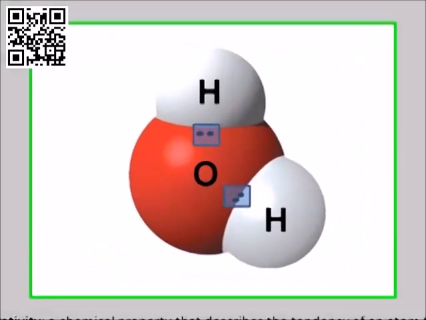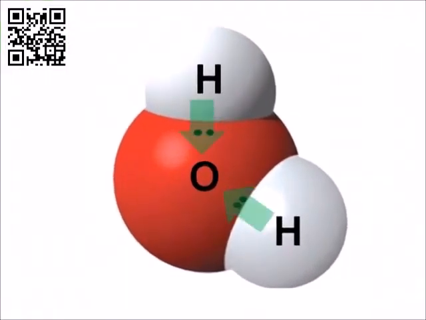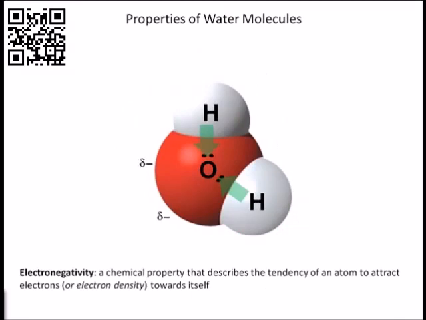In the case of water, the oxygen is more electronegative than the hydrogens, and as a result it pulls the electrons toward it, and the electrons spend more time around the oxygen than they do around the hydrogens. This causes a partial negative charge to build up around one side of the oxygen, and where the hydrogens are, there's a buildup of a partial positive charge.